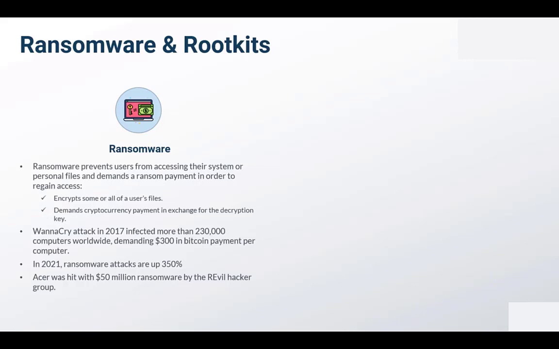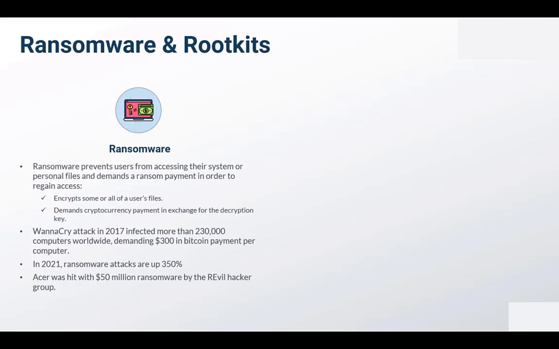There was a very dangerous ransomware attack in 2017, which is called the WannaCry attack. It infected more than 230,000 computers worldwide and demanded $300 in Bitcoin payment per computer. So it goes up to $4 billion if we sum it together. This is the worst attack I have ever seen in my life. You can Google it yourself.